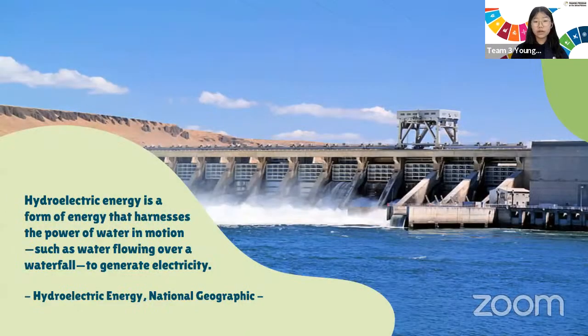To define hydroelectric energy, it is a form of energy that harnesses the power of water in motion, such as water flowing over a waterfall, to generate electricity.